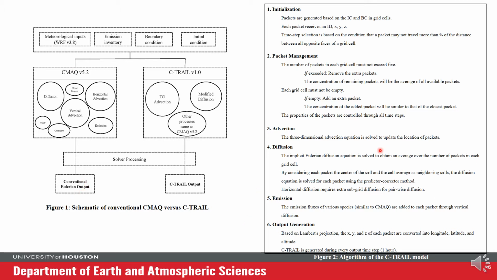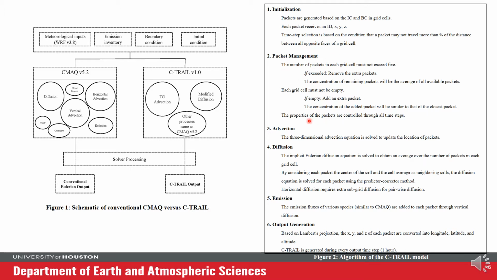On the right-hand side, you can see the algorithm of the CTRAIL model as pseudocode. It consists of 6 stages. First, initialization. Because CTRAIL is based on CMAQ, the grid cells are the primary structure for initiating and listing of the packets. The packets are generated based on initial and boundary condition. Each receives a location and also an ID. And in the next steps, we have to apply all the equations onto these packets.